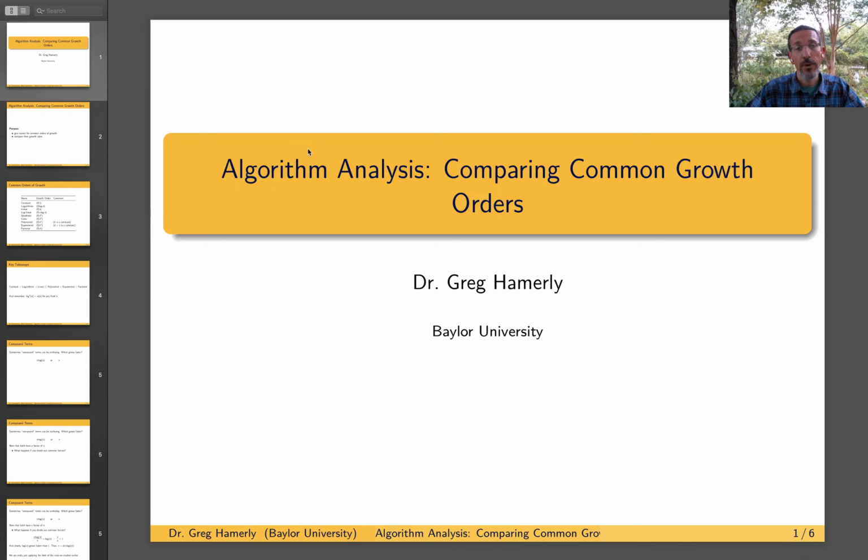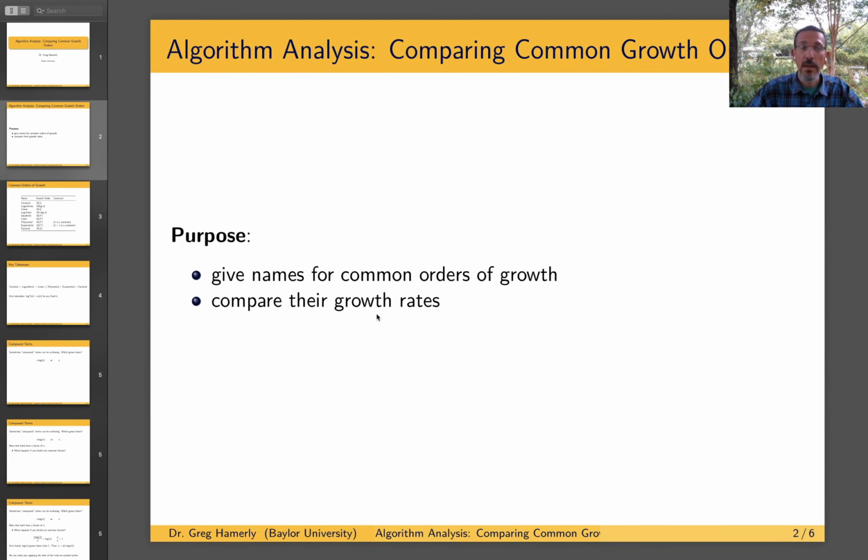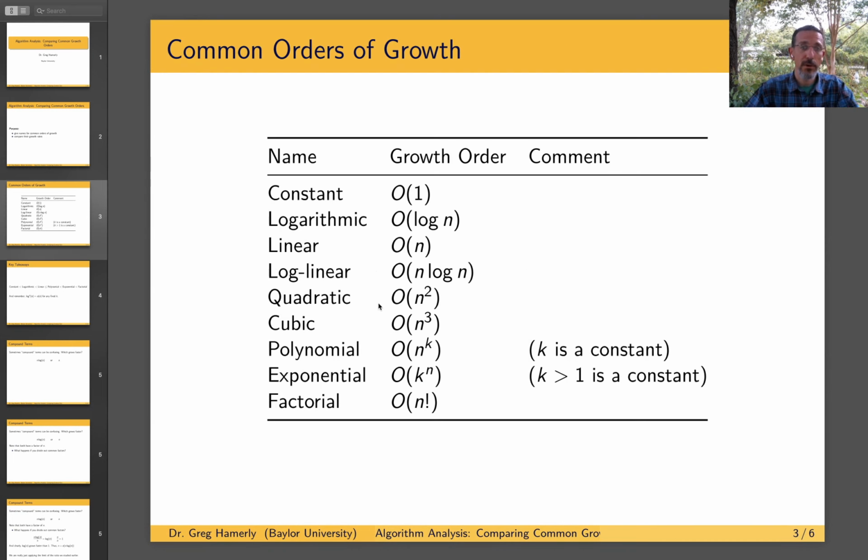Okay, in this lecture, we're going to give some names and hopefully some memorization facts for some common growth orders. These are the types of growth orders that you'll see a lot, and we're going to make some comparisons, and this would be a good set of facts to memorize because they'll come up a lot. So the key takeaway from this lecture is this table right here, okay?